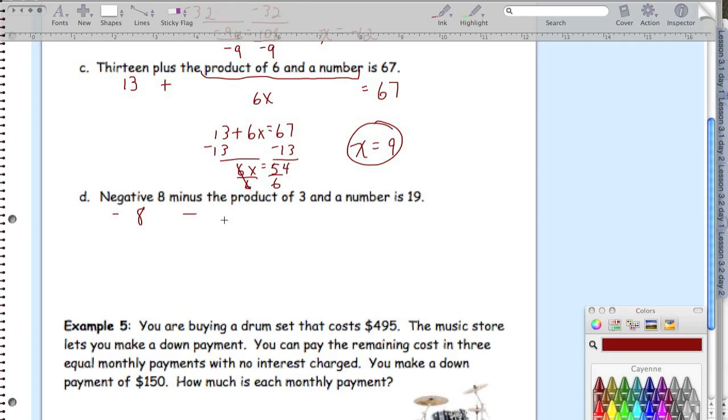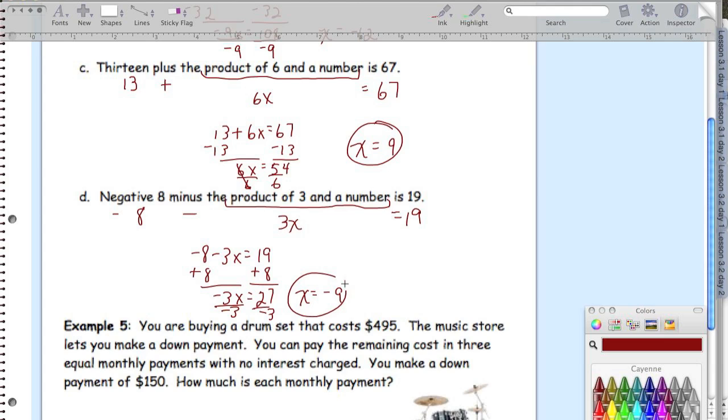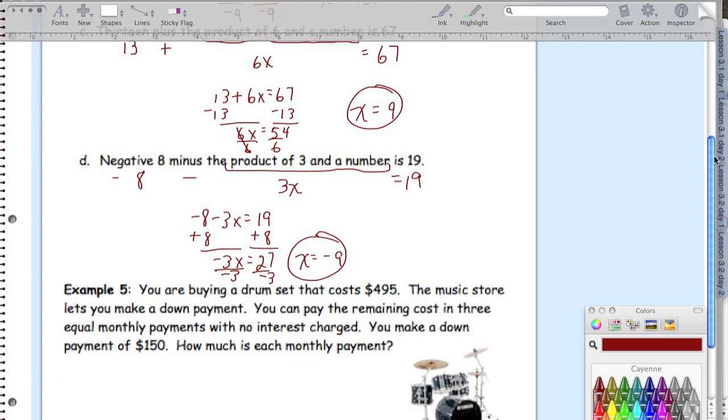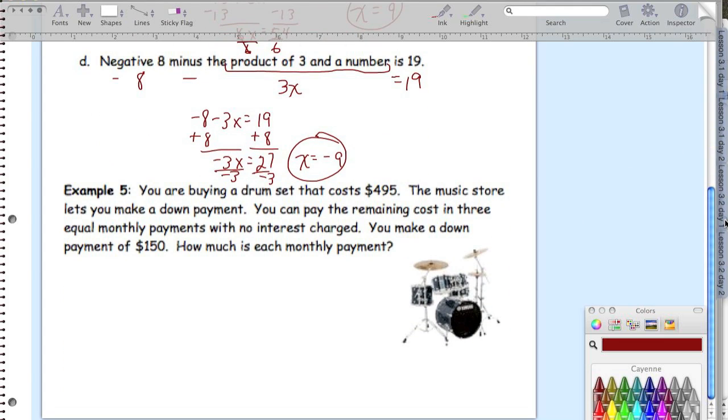In letter D, negative 8 minus the product of 3 and a number is 19. Negative 8 minus the product of 3 and a number, 3x, is 19. So negative 8 minus 3x equals 19. I'm going to add 8 to both sides. Negative 3x comes down. 19 plus 8 is 27. Divide both sides by negative 3. x equals negative 9.